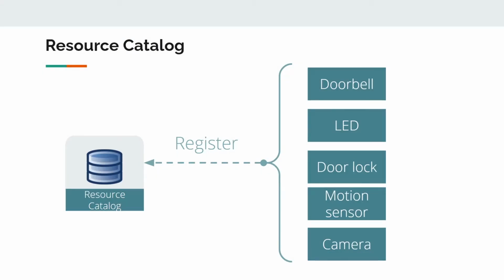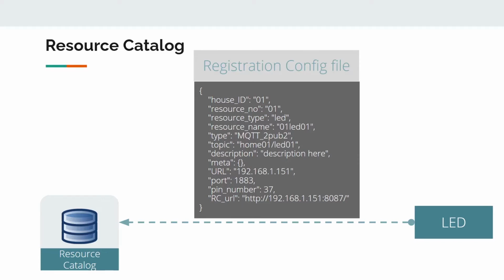The resource catalog is used for registration and discovery of available resources. Inactive resources are removed. Therefore, they must periodically register themselves in the resource catalog. Each resource has its JSON configuration file, where information such as broker URL, port, its name, and the house that it belongs to are available. The registration info allows the services to fully access the resources.